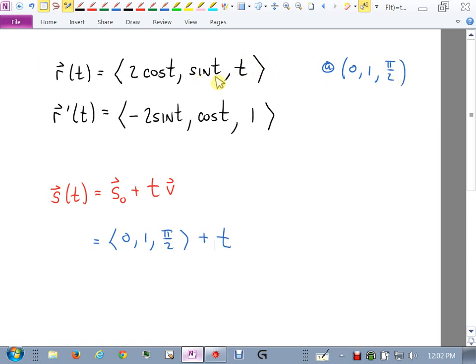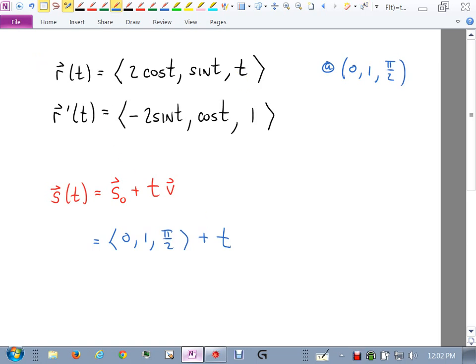If you come right here, what's sine of pi over 2? 1. And then what's 2 times cosine of pi over 2? 0. So do you agree that t equals pi over 2 works? So you see how we had to go back and recover what t was? That's important. That's going to happen again certain times in this class where I give you a point, the curve goes through it, and you have to figure out what point in time it actually goes through.